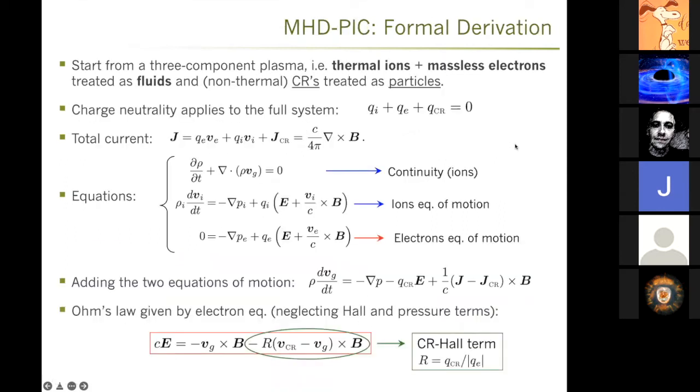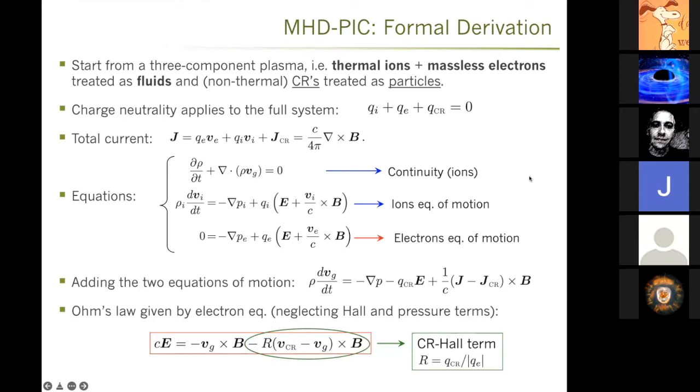Now, how does it work? You can think of MHD-PIC as a three-component plasma, made of thermal ions plus massless electrons treated as fluids, and cosmic ray particles, which are the non-thermal component, treated as particles. So thermal ions, massless electrons, and then cosmic rays, usually ions, that are treated by particles. You apply charge neutrality to the full system: ions, electrons, cosmic rays. The total current is the sum of these and will still be given by the curl of B.